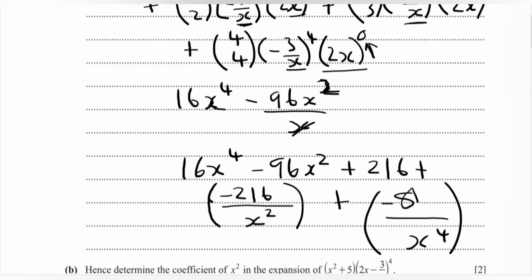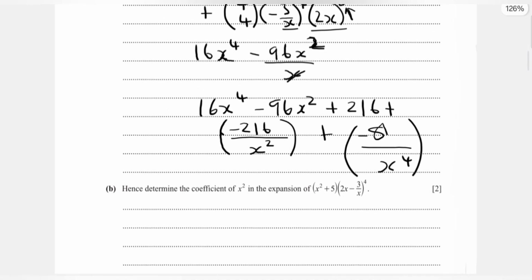Right, so you can write this without brackets, and it will be 16x to the power 4 minus 96x squared plus 216 minus 216 over x squared minus 81 over x to the power 4, right? And our part B is saying, hence determine the coefficient of x squared in the expansion of (x squared plus 5) in brackets (2x minus 3 over x) to the power 4, right? And we know that we're going to need our answer from the previous question because they said hence right here, right?